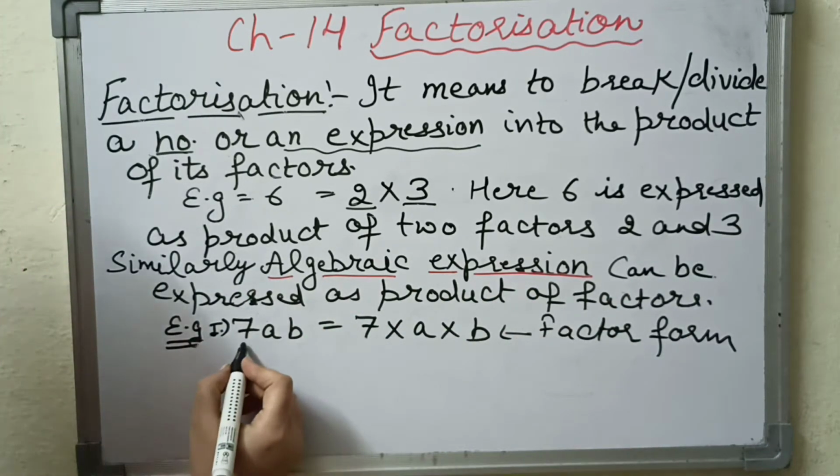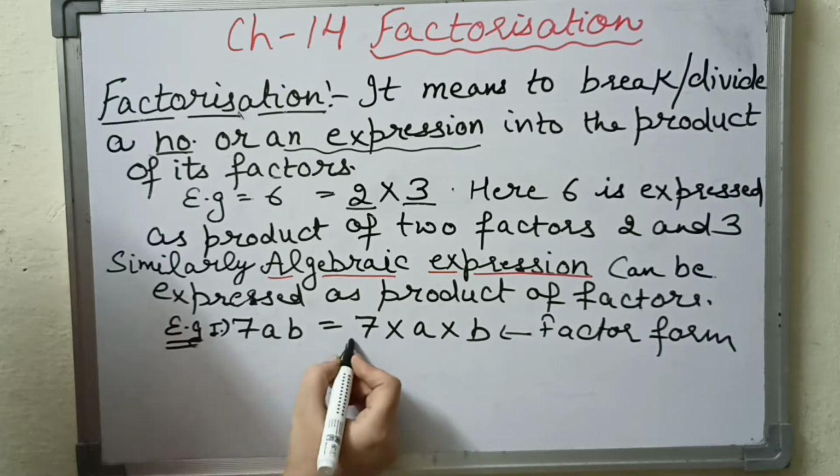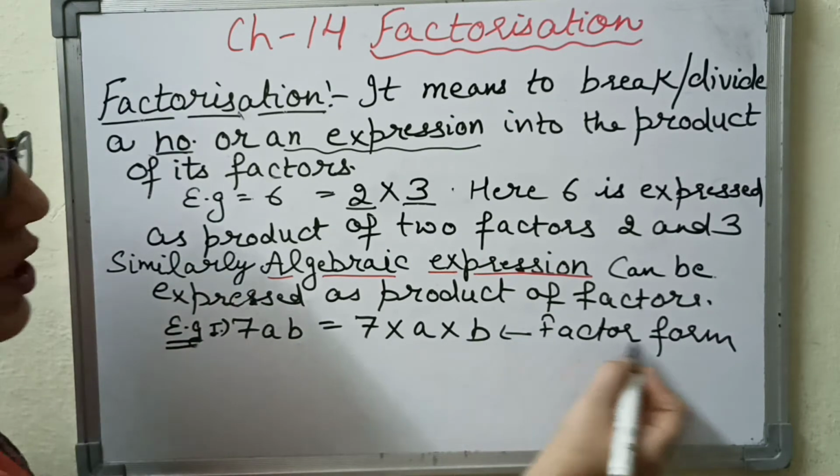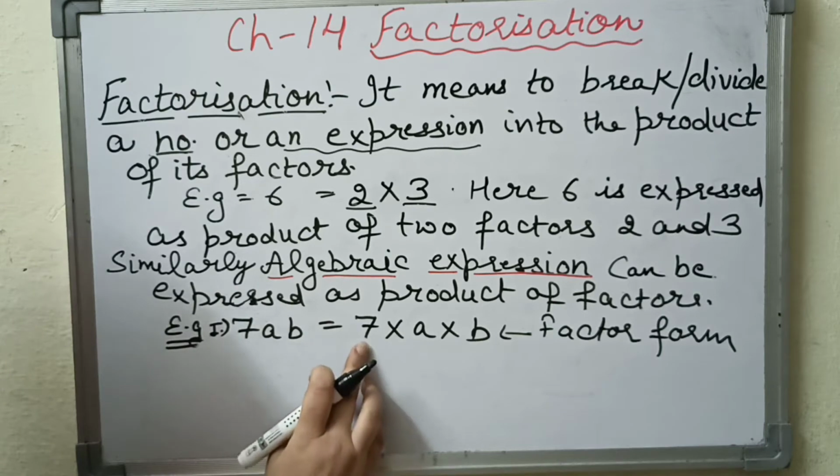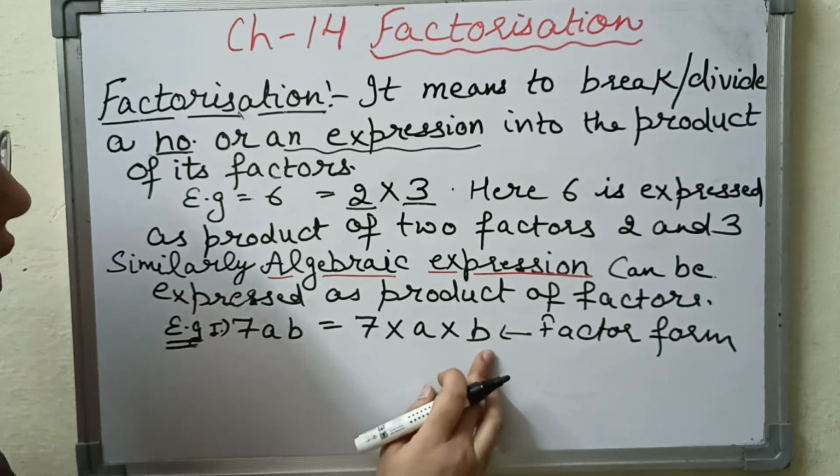Let us take example 7ab. It can be written as 7 into a into b, which is of the factor form because it has three factors, that is 7, a and b.